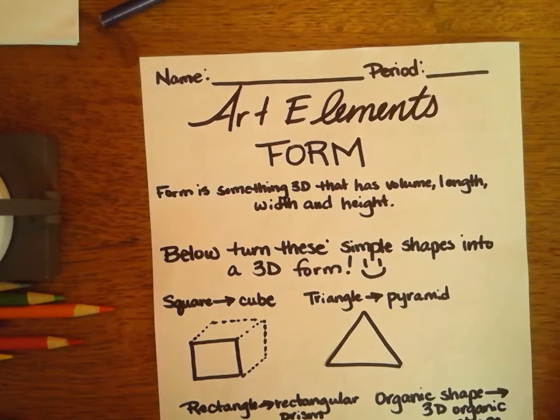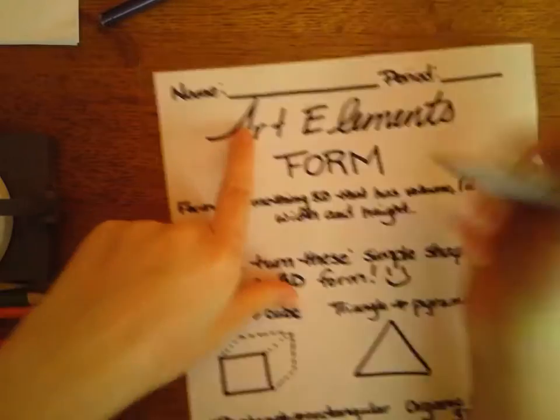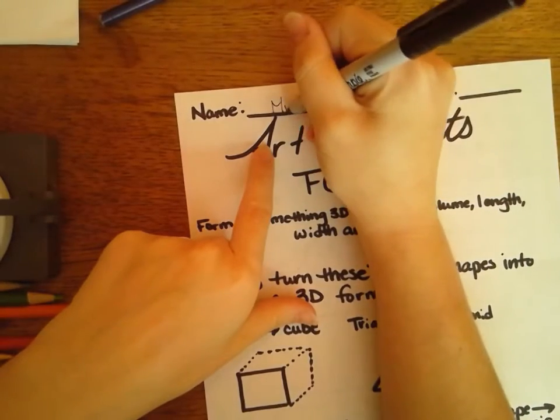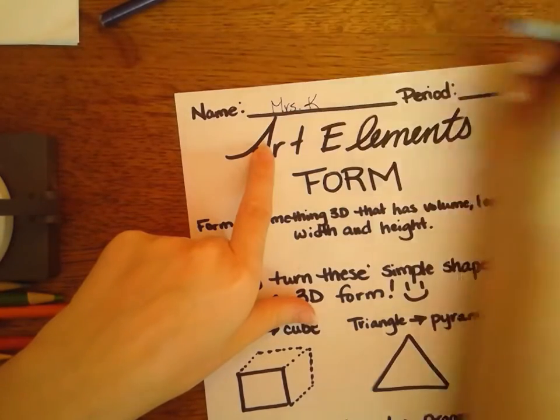Hello everyone. Today we are going to be finalizing our last two worksheets. Our second to last one that we're going to be talking about is form. So up at the top of your worksheet I need your name, Miss K, and our class period.